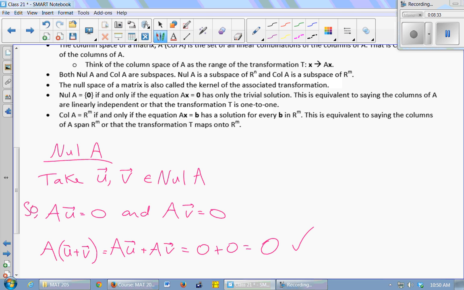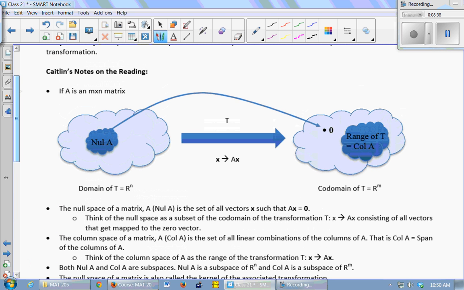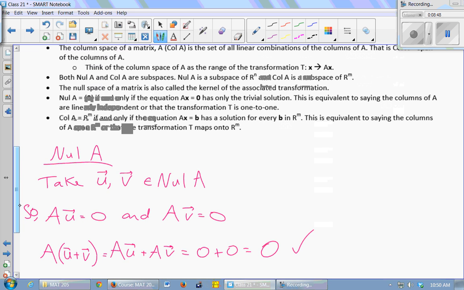The column space of A is all of Rm if you look at this picture, the column space of A is a subset of Rm, and it is actually the entire cloud Rm if, and only if, Ax equals b has a solution for every b in Rm. And that was the definition that we used for saying that the columns of A span Rm, or that the transformation maps onto Rm. So that's a definition we've looked at before. We're just giving it another new name.